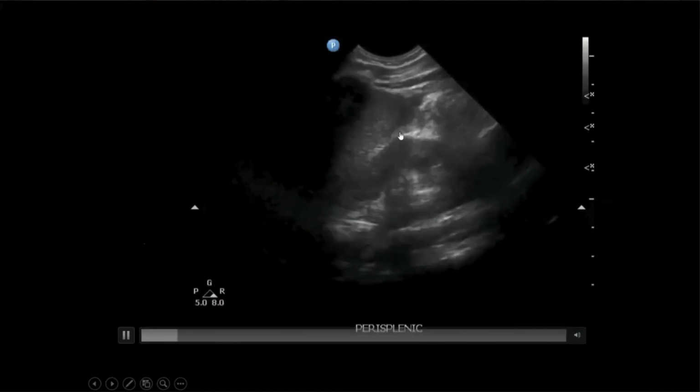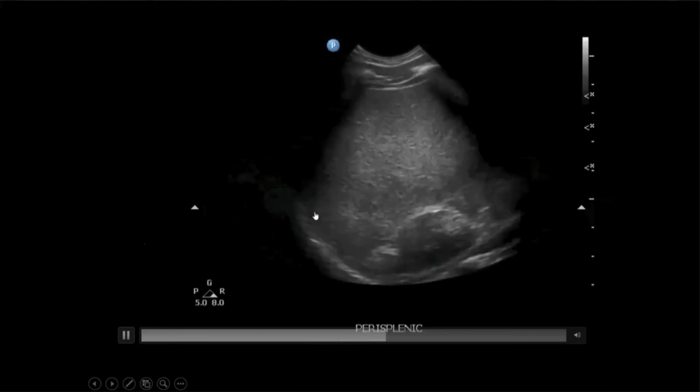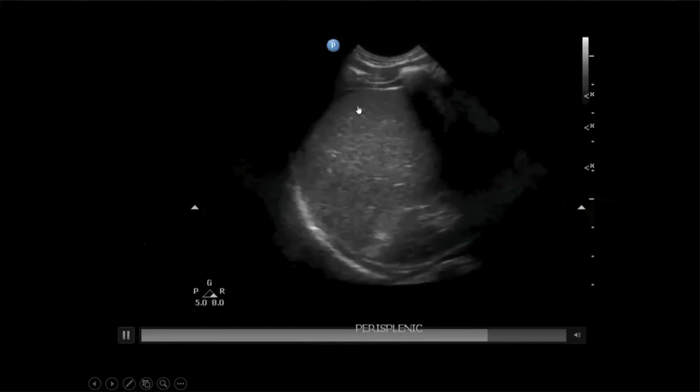So one of the reasons your spleen can be big is there can actually be an intracapsular hematoma that looks very much like the spleen and is causing your spleen to be big.